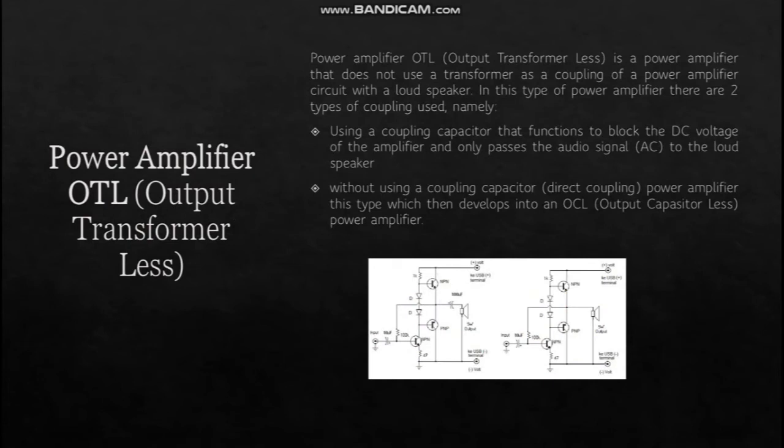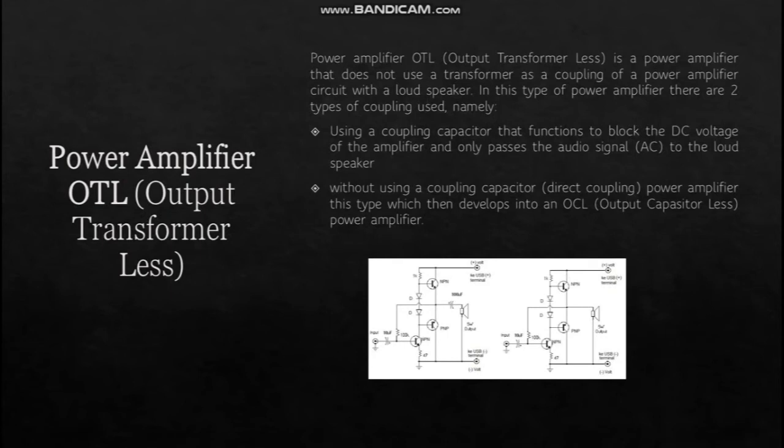Second is power amplifier output transformerless. Down from the present, this is a picture of the circuit from a power amplifier output transformerless. A power amplifier output transformerless is a power amplifier that doesn't use a transformer as a coupling of a power amplifier circuit with a loudspeaker.